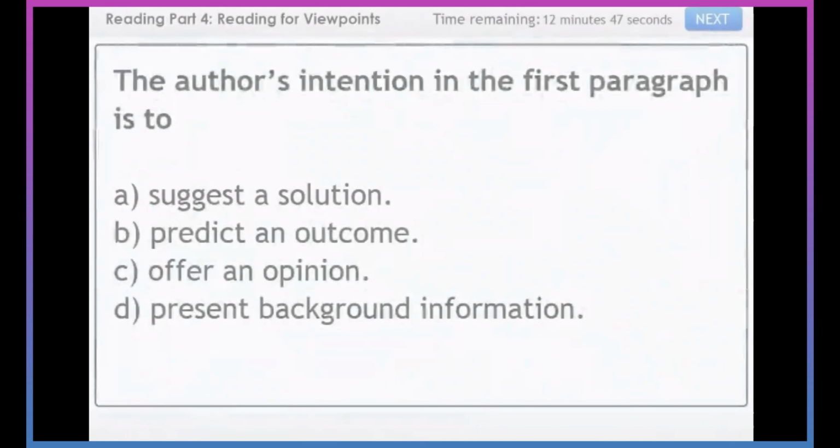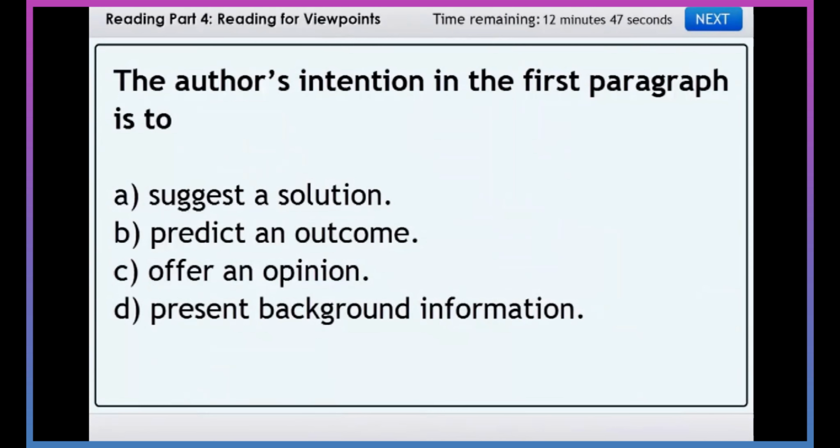And here's a question from this part. The author's intention in the first paragraph is to suggest a solution, predict an outcome, offer an opinion, present background information. Okay, so this question is basically asking for a summary of the first paragraph. The paragraph discusses the occurrence of Lyme disease, which is spread by the deer tick. This is neither a suggestion, nor an outcome, nor an opinion. It does present background information on the topic, however, so D is the correct answer.